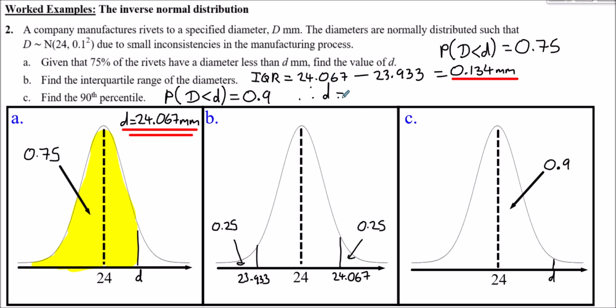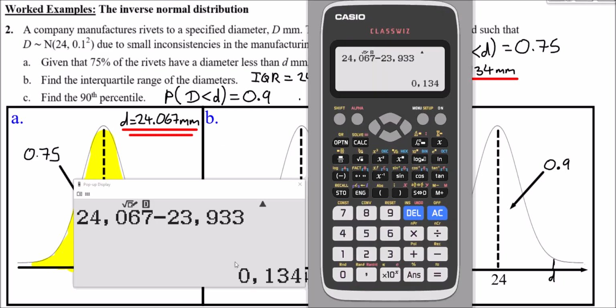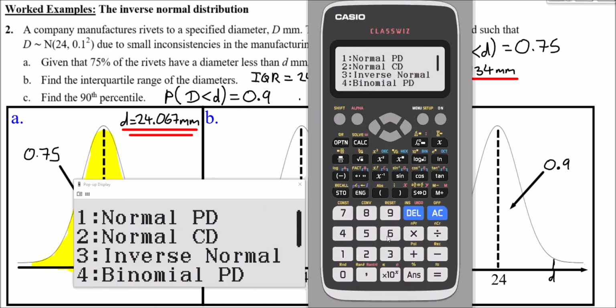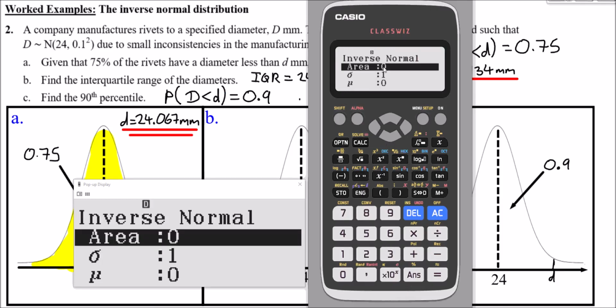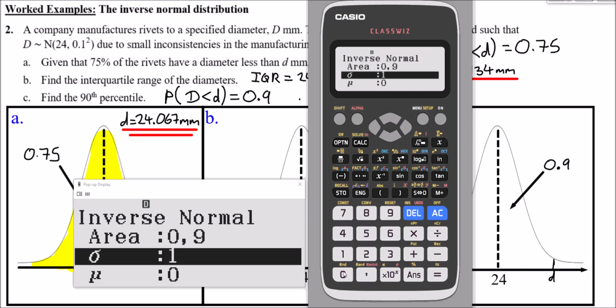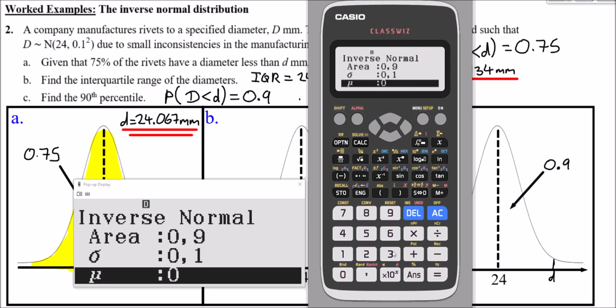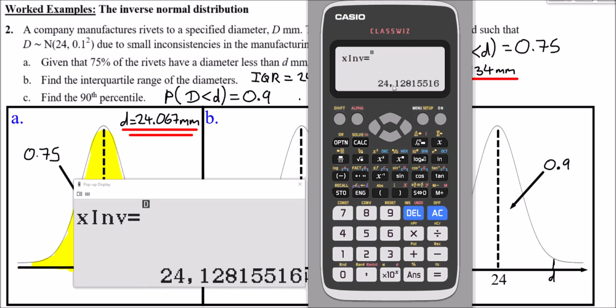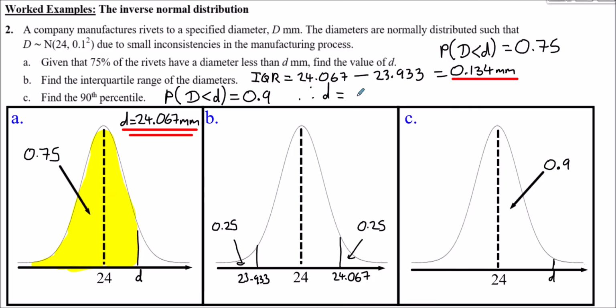So this is actually fairly standard. We just go to menu 7, 3, you know the drill by now hopefully. So for the area I need 0.9, the standard deviation is 0.1, the mean is 24, press equals and equals again. We see that the required diameter, which is at the 90th percentile point, is 24.128 millimeters. So the 90th percentile is 24.128 millimeters. And then finally we're done.